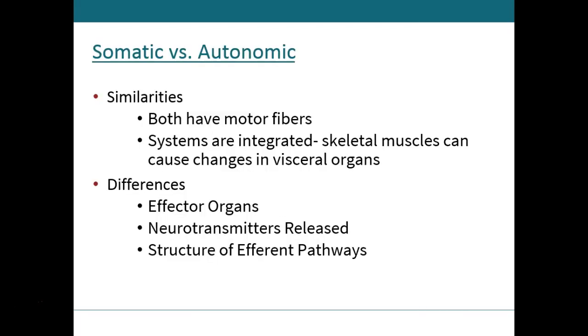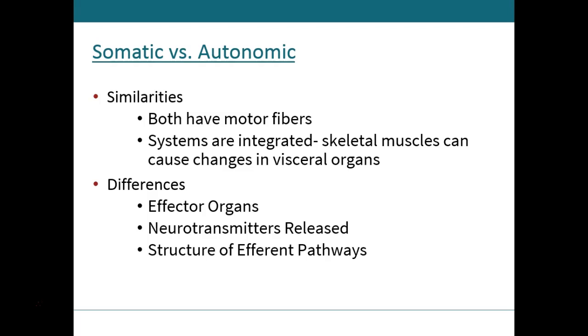So just a little review of what we've seen already, the autonomic versus the somatic nervous system. Both of those systems are going to have motor fibers. What differs are the effectors, or what those motor fibers are stimulating. So remember, your somatic nervous system will have motor fibers that stimulate skeletal muscle. Your autonomic system will have motor fibers that stimulate the viscera, organs, cardiac muscle, and smooth muscle.